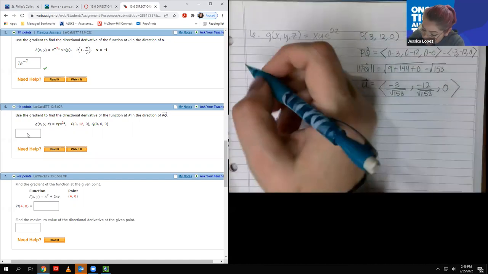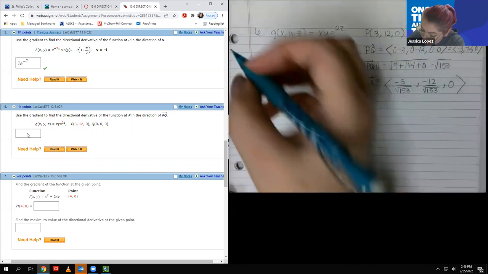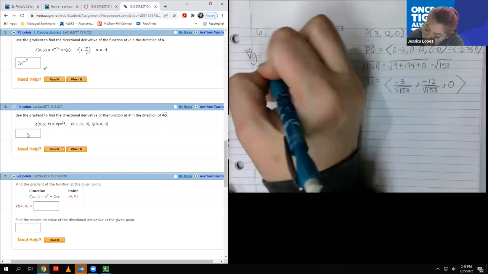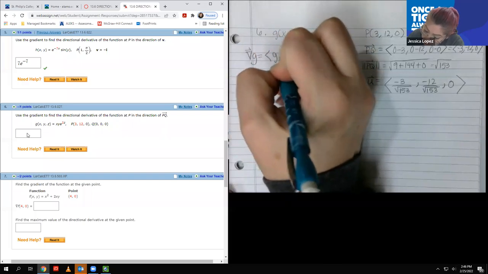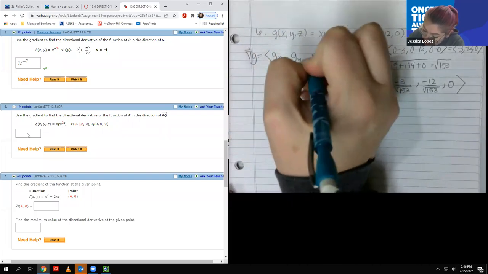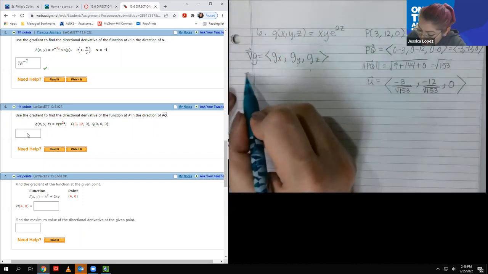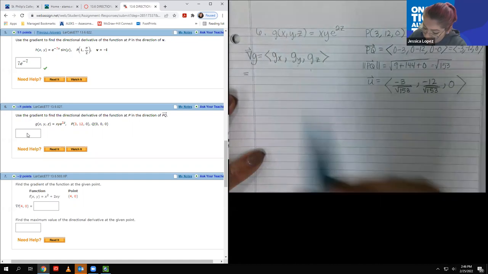Now let's go find those gradients. This might be a little bit more complicated, but let's try. So the gradient of g is going to be gx, gy, gz.